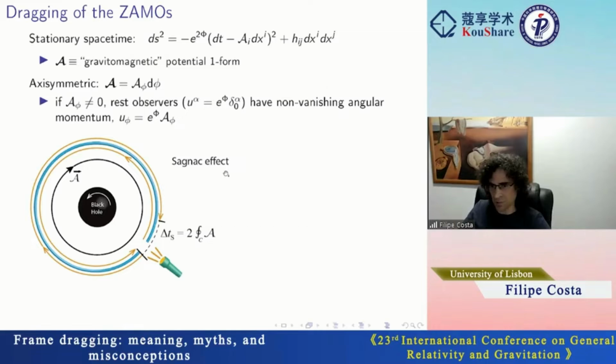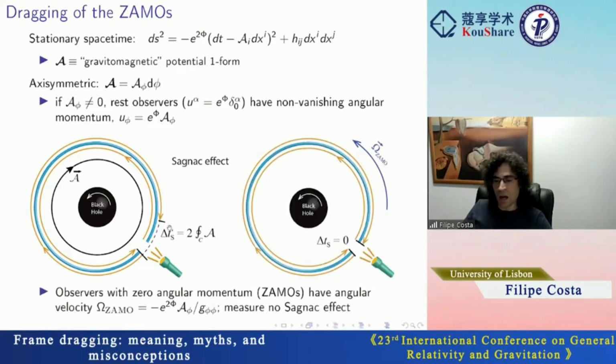One of them is the so-called Sagnac effect. So imagine that there is an optical loop around the spinning object, and then that we are injecting light beams propagating in opposite directions along the loop. Then the beams will take different times to complete the loop. And the difference in arrival times is given by the circulation of this one-form here that we call the gravitomagnetic potential one-form.